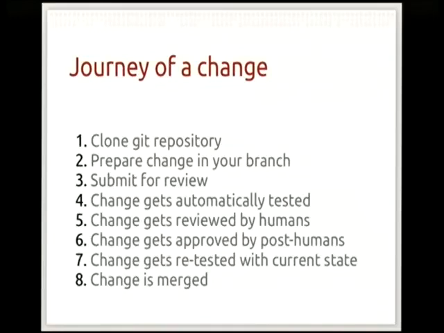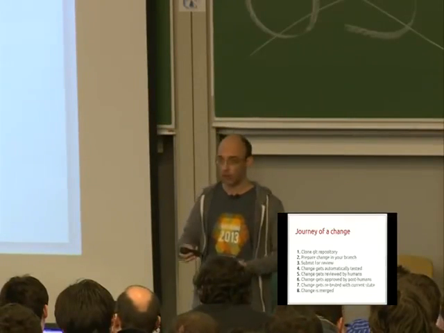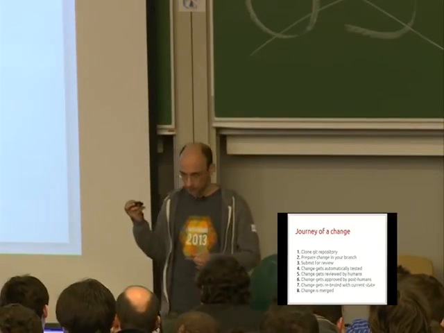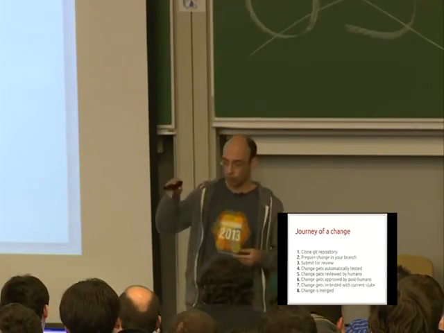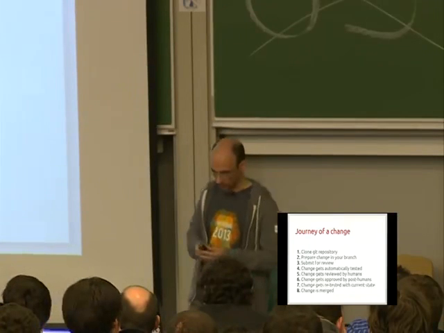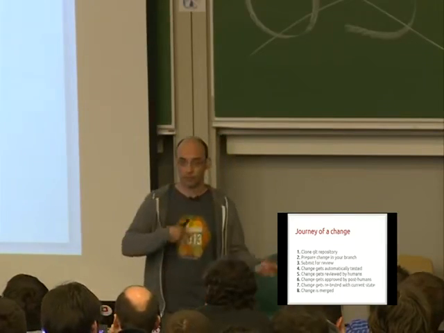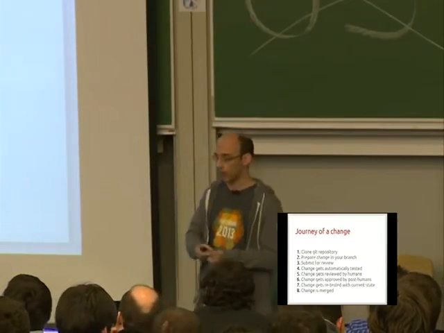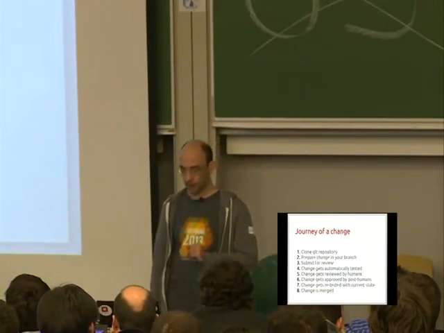So this is how we commit a change. You would clone the Git repository, prepare the change in your branch, submit it for review. At that point, the change gets automatically tested, so you have a first automated feedback from our automated testing systems. Then the change gets reviewed by humans, and some of them have approval rights. If you have enough approvals, then you can get approved. Then the change gets retested with the current state of the code repository, just in case something breaks in the middle of it, and then the change is merged. So this is how we do things.